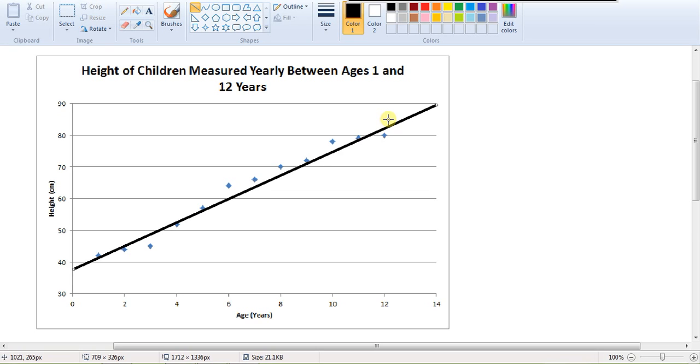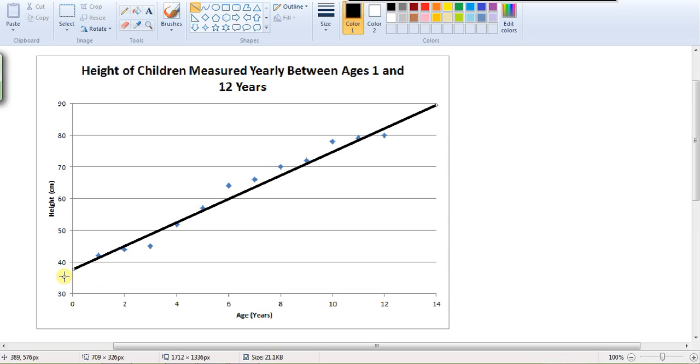One other thing I want to mention that I didn't point out was my scale down here, right? This is starting at 30 centimeters because the lowest point here was about 42, and so I don't need to go all the way down to 0 on my y-axis. Remember, we want to fill up most of the graph, or most of the grid with our graph. We don't need a bunch of blank space between 30 and 0 down there.